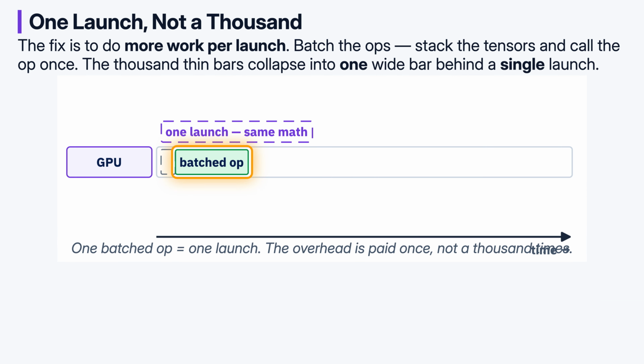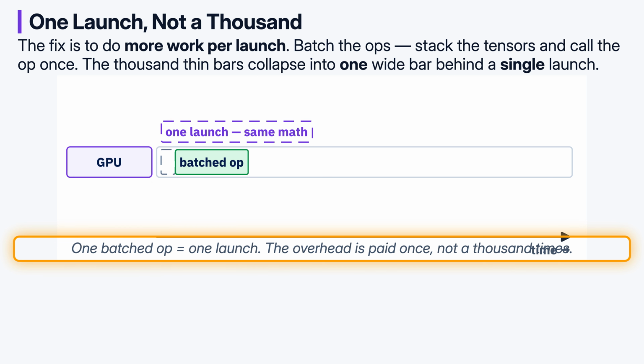The timeline now shows the fix. The 1,000 thin bars collapse into one wide bar. The whole workload runs at once. The note says it plainly. One launch now instead of 1,000. Only a single launch gap sits before the bar. The overhead is paid once. Batching does more work per launch, so the fixed toll is paid one time, not 1,000 times.